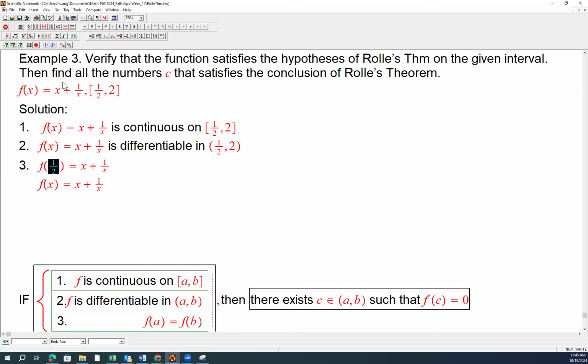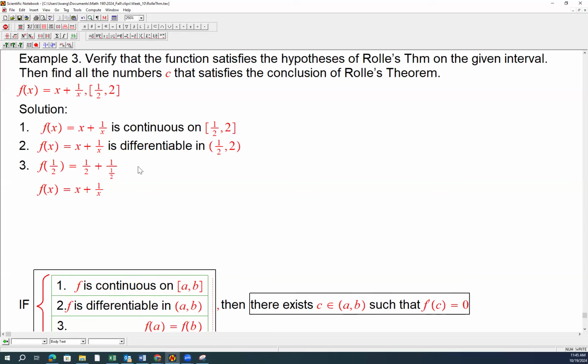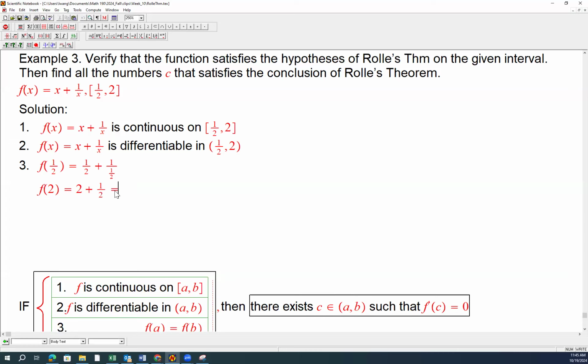Okay, so x will be replaced by half. And in the second one, x is replaced by 2. Let's see what we got. On this one, we got half plus 2, which is the same. You can see they're the same. We don't need to evaluate further, right?